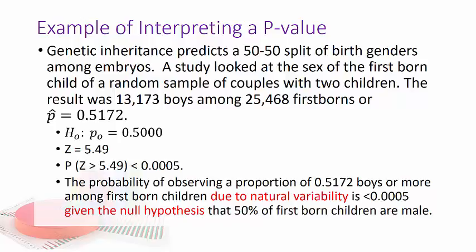Well, our null is that p0 is 0.5000. I'm just putting the same number of significant digits as my p-hat. My alternative is that it's more than that, okay? So you can actually go ahead and calculate a z-value. And when I do, I find it's 5.49. That's a really high z-value.